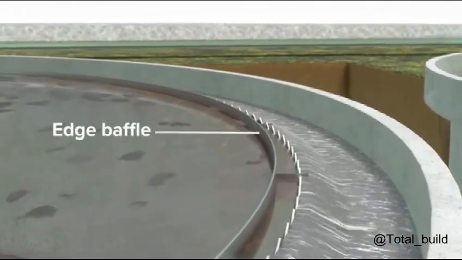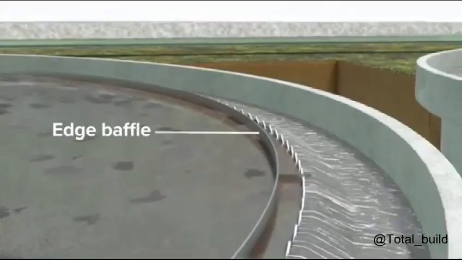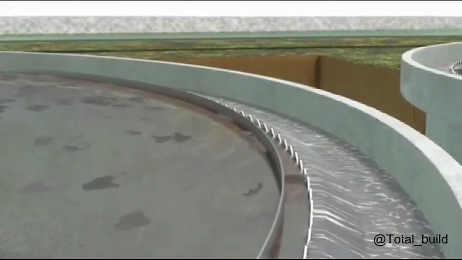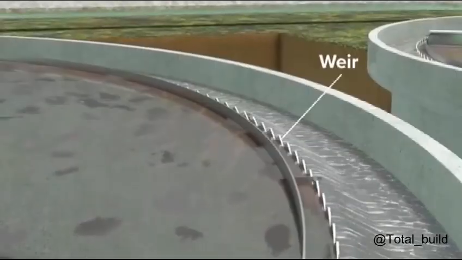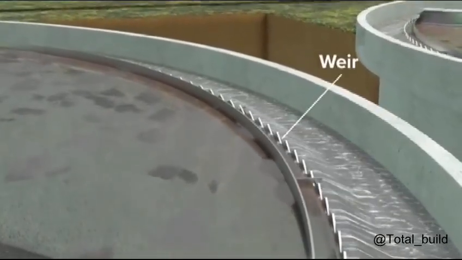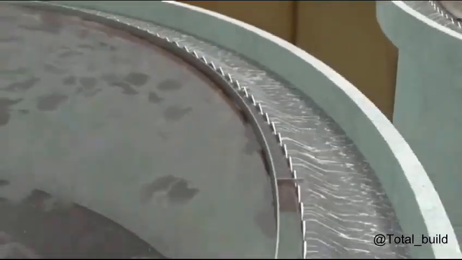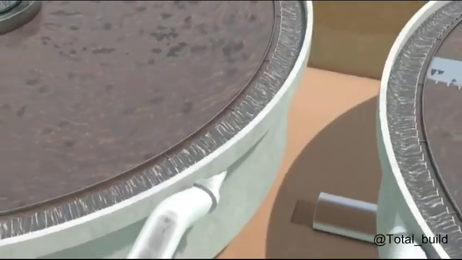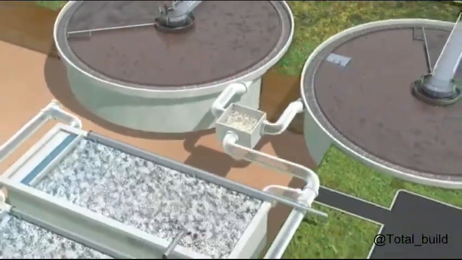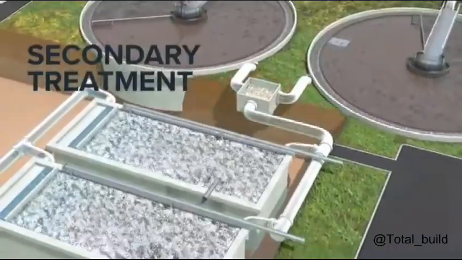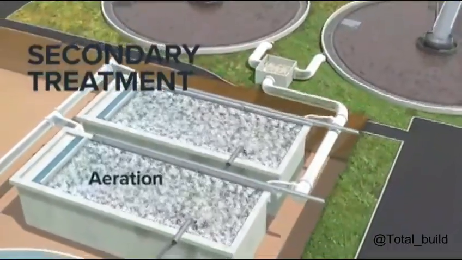A baffle at the edge keeps floating material from mixing with outgoing processed water as it flows over a lip at the edge of the tank called a weir. At this point, the water is starting to look a lot cleaner and clearer. The water flows to secondary treatment, which in our model is an aeration tank.